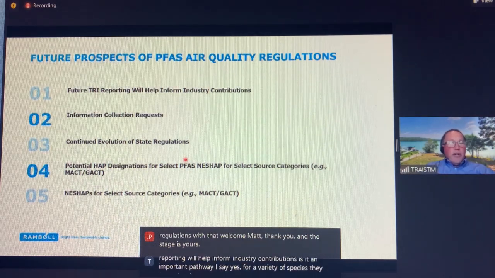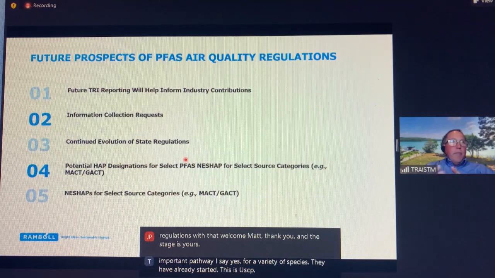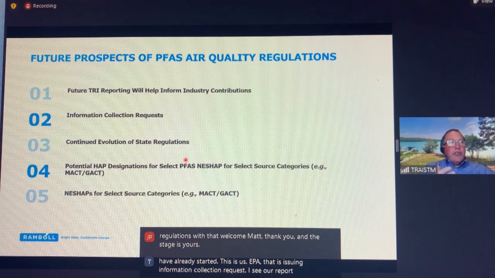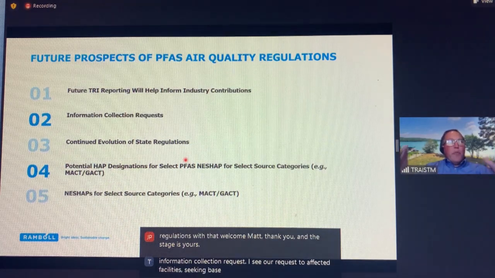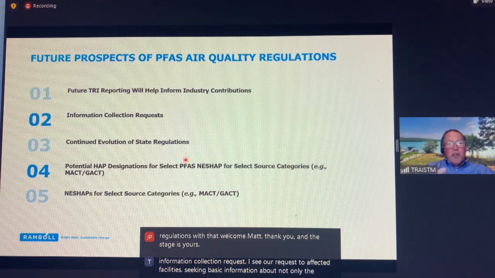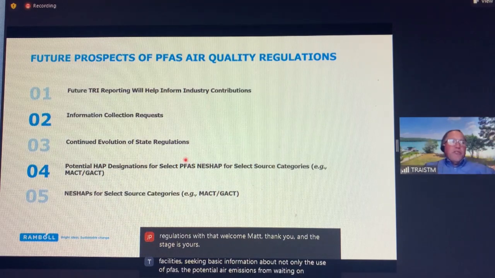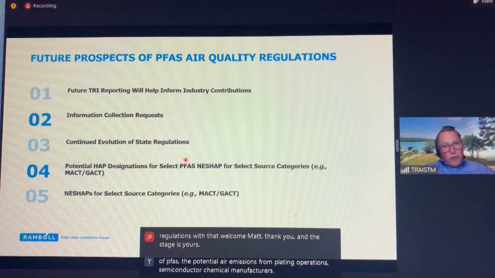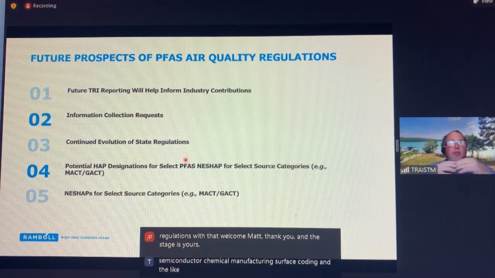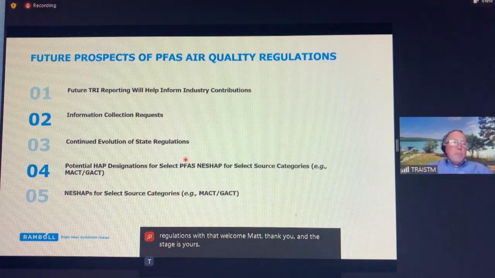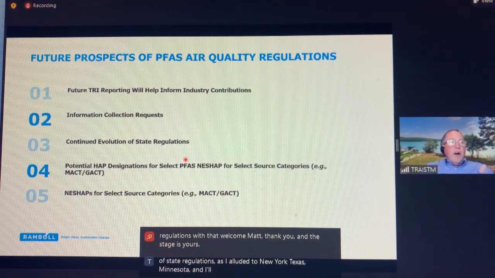USEPA has already started issuing information collection requests, ICR requests, to affected facilities, seeking basic information about not only the use of PFAS, but potential air emissions from plating operations, semiconductor, chemical manufacturing, surface coating, and the like. You'll see a continued evolution of state regulations, as I alluded to, New York, Texas, Minnesota, and others jumping on with attempts to regulate emissions from existing facilities.